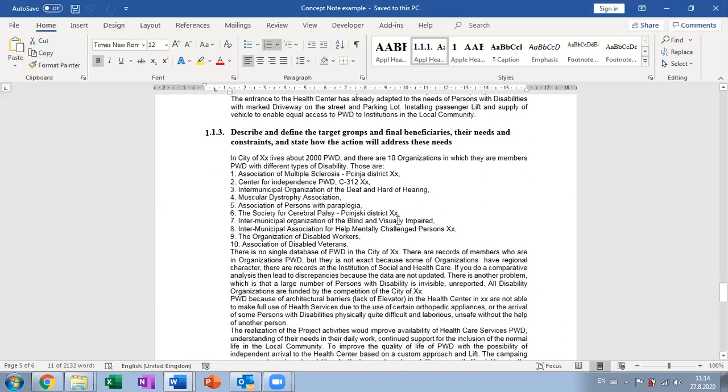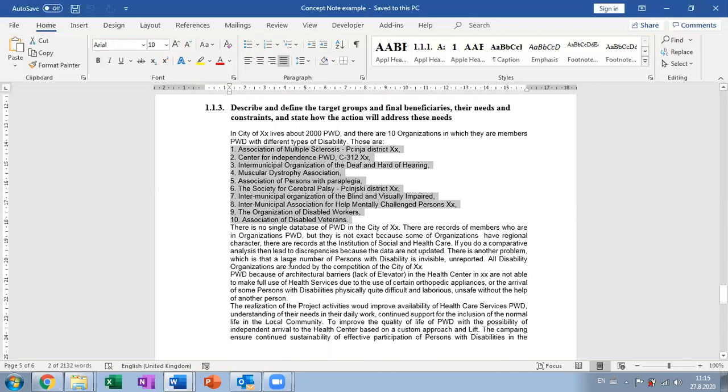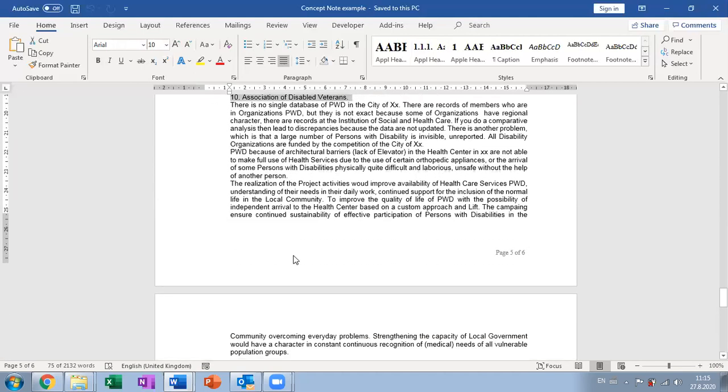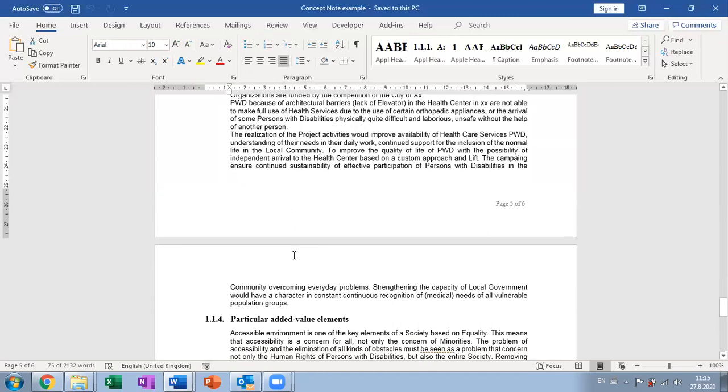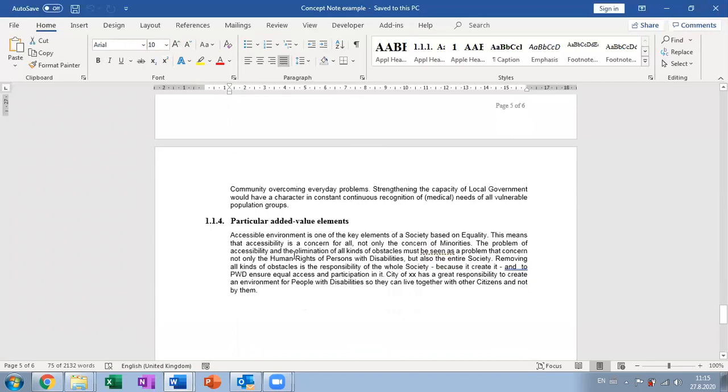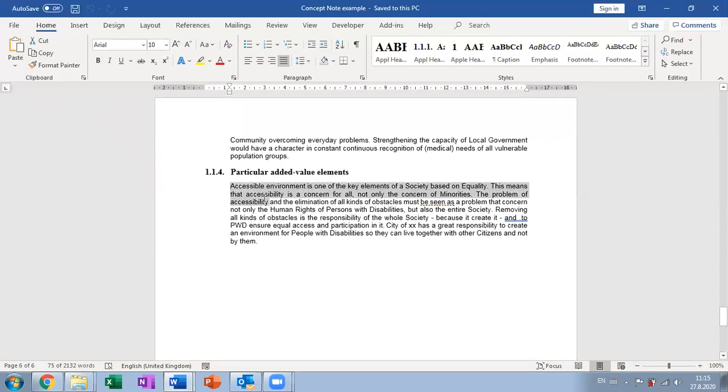And then needs and constraints. We only have data on the total number of the population that's supposed to be served through this particular intervention, a list of associations that are active, but then nothing really explaining how these organizations are going to be involved and engaged in the project. Nothing whatsoever of that kind, and rather abstract, very general added-value elements that are not really telling us much as to what added value elements will be operationalized in the project.